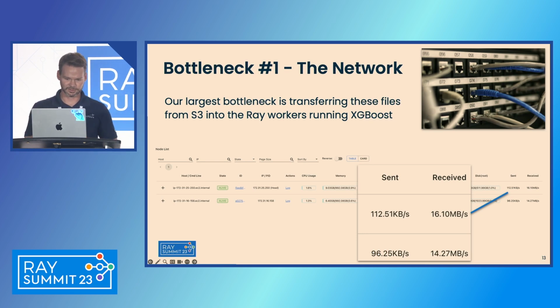Here's an example of just default S3 APIs. It was doing about 16 megabytes a second. So you can see how that can quickly become a bottleneck.